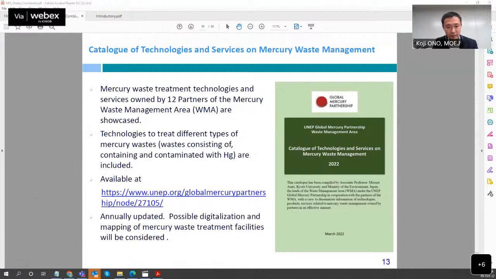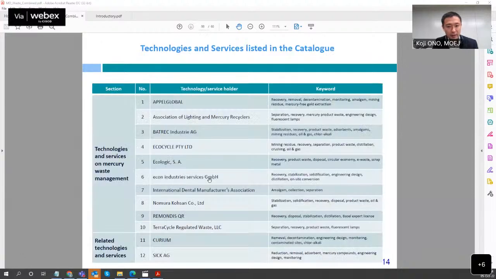The next slide, please. Finally, we have developed a catalog of technologies and services of mercury waste management. This catalog includes information about 12 partners which hold technologies to treat different types of mercury wastes. This is available at the link here. And the last slide. Thank you. The 12 partners listed in the catalog are shown here. And this is the end of my presentation. Thank you very much for your attention.